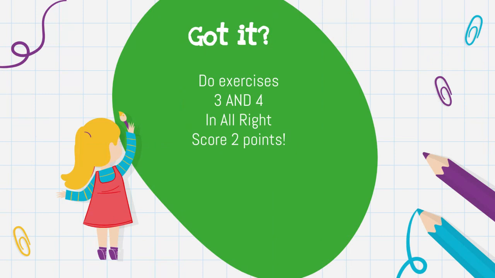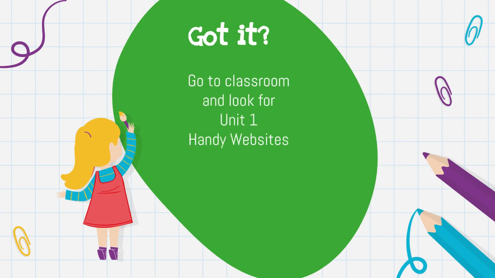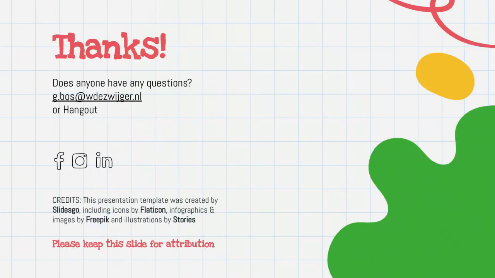Now, if you got it, in class I said do exercises 3 and 4 in AllRight and score 2 points. You can also do them again in your book and check your answers in AllRight. Or you go to Classroom and look for Unit 1 handy websites.